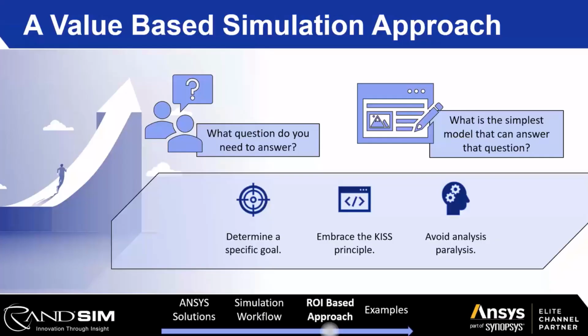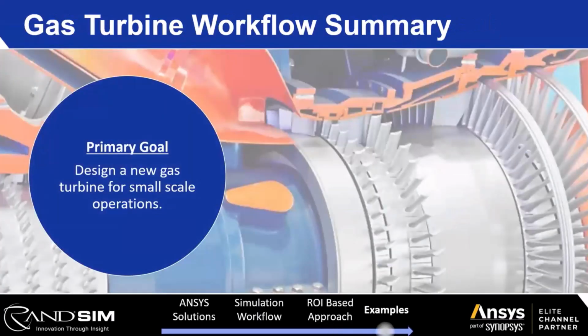Now, getting into the workflow itself, I'm going to give a couple of examples on how you can start to deploy that workflow. A lot of that workflow really is just following the KISS principle, right? Making sure that you're keeping your analyses as simple as possible for your immediate design goal. But I'm going to go through 3 examples here that walk through what exactly that looks like, broken down for 3 applications. And the first one that I have is just a gas turbine, right?